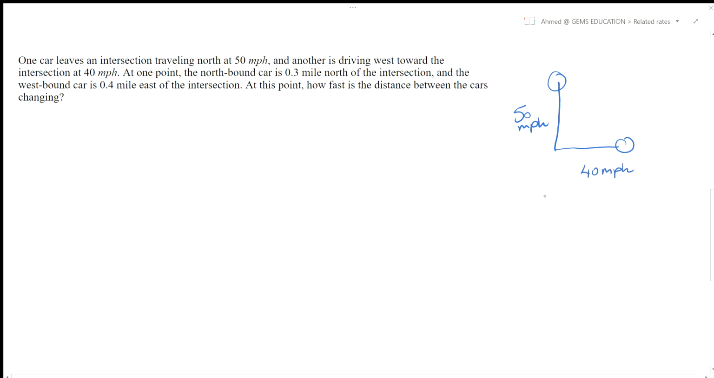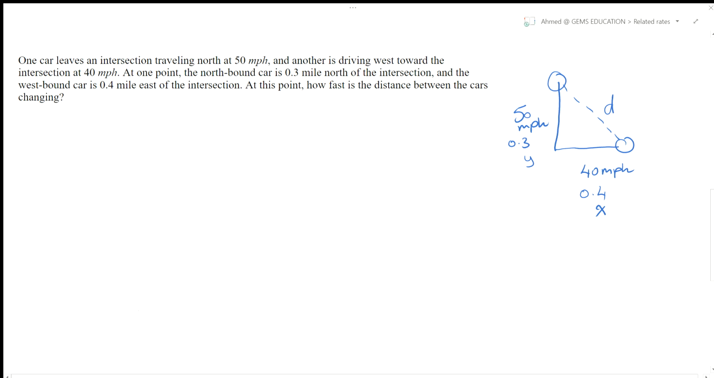At one point, the northbound car is 0.3 miles, so this distance is 0.3. And the westbound car is 0.4 east, so this one is 0.4, this distance here. At this point, how fast is the distance between the two cars changing? Let's call this one D, let's call this one X, this one Y, and see how we are going to relate the three quantities over here.